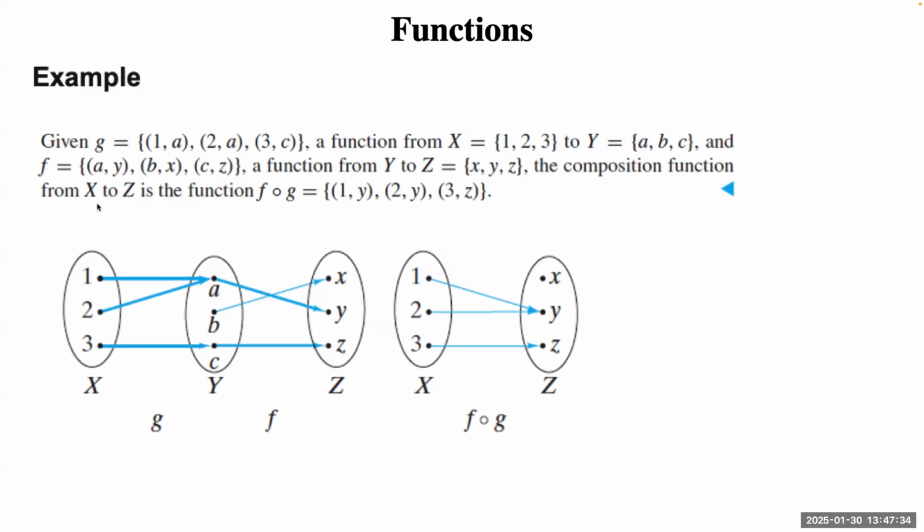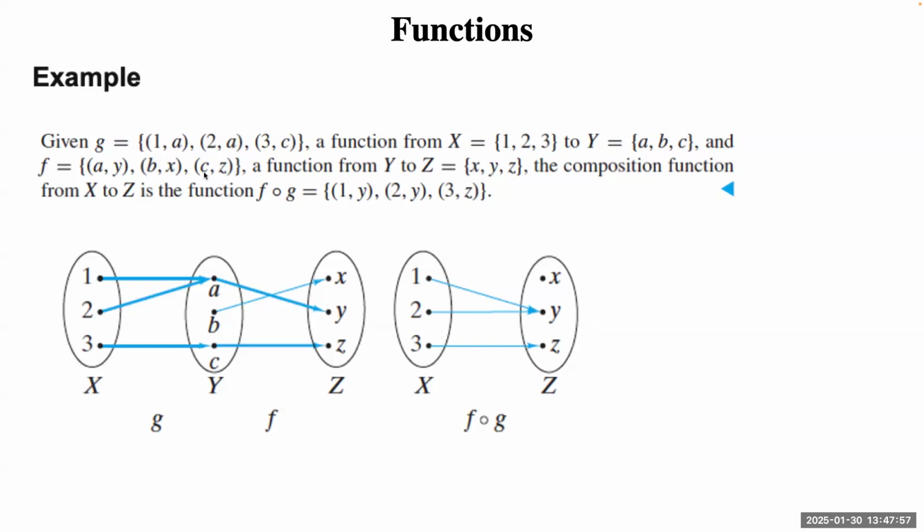So you can write it in an arrow diagram: the set X is 1, 2, 3, the set Y is A, B, C, and the set Z is X, Y, Z. If I do it the long way, first I take the number 2 and apply it to g. G says send 2 to Y's point A. So follow the 2 arrow to A.